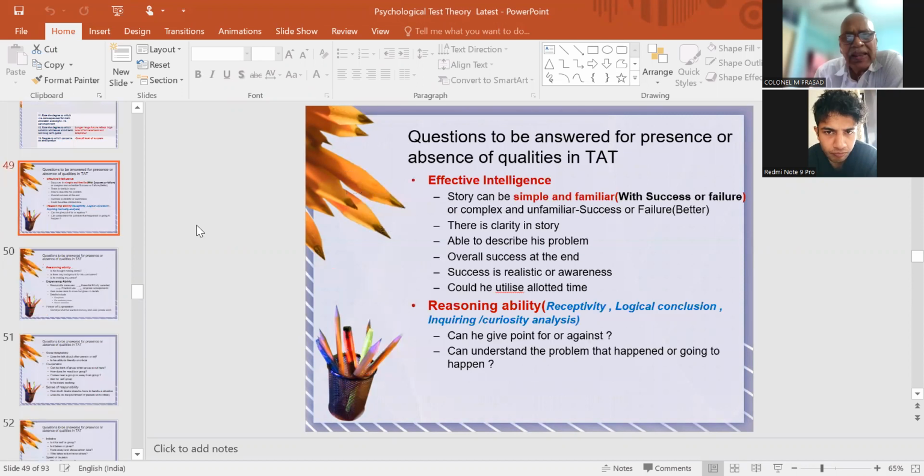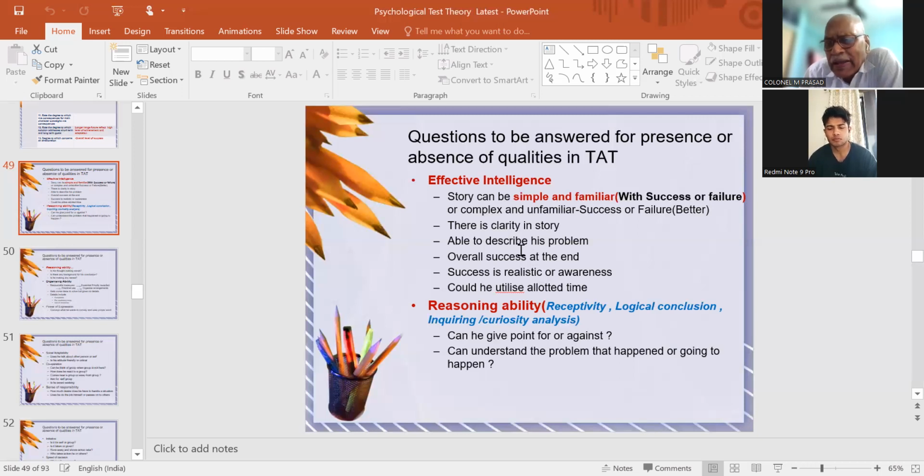Now let's talk about effective intelligence. How do you find out? Can the story be simple or familiar? All your stories, if it is simple, then it has to have a certain amount of complexity. Your story should be clear, neat and clean. Your intent should be very clear, what you want to achieve. And you must have a problem which requires certain effort. Otherwise, solving a trivial problem is of no use. This last story, yes, it has that. You want to develop potential, that's good. But removing debris is a very trivial issue, isn't it?